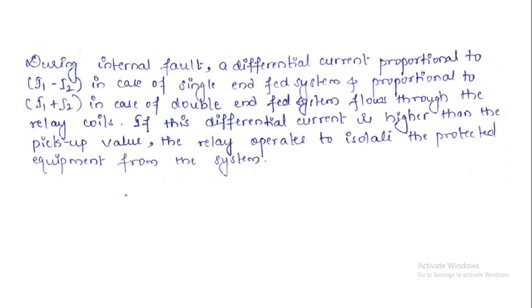So this is the balanced voltage. Here the thing we need to remember is that the cross connection is done in order to balance the voltage between the two relays. Hence the name balanced voltage differential protection scheme.